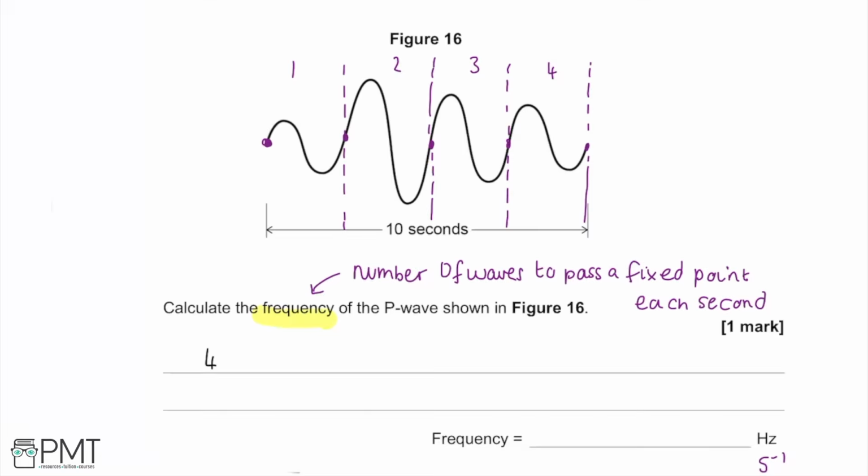So if we have 4 waves is equal to 10 seconds, we divide both sides by 10. In 1 second, we're going to have 4 divided by 10. So that's going to give us an answer of 0.4. And that's going to be 0.4 waves per second. So that's going to be in the units of hertz or per second. And it's going to give us a frequency of 0.4.